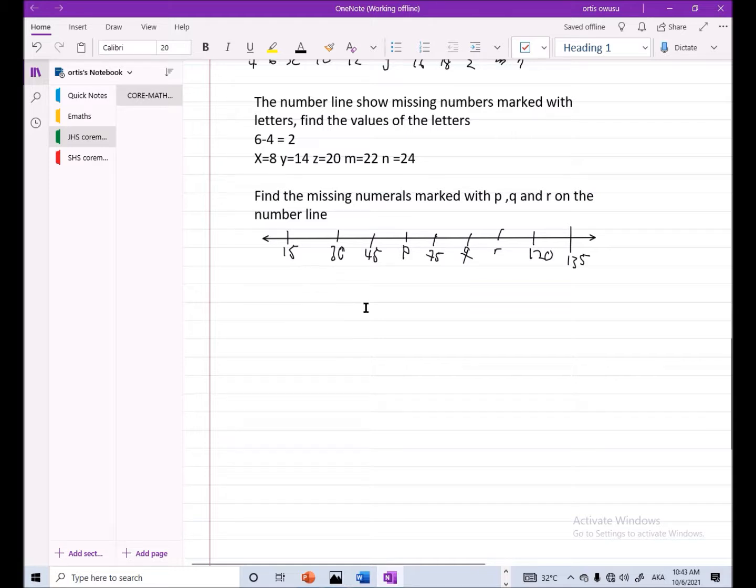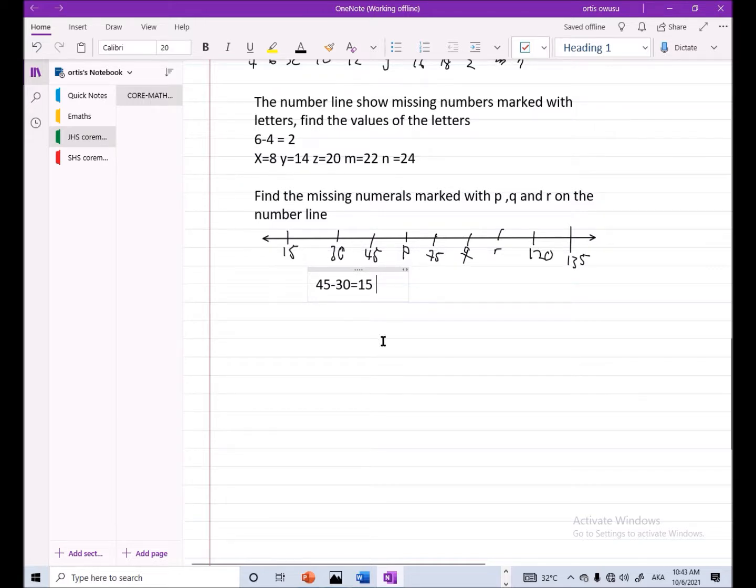Okay, so we take 45. I'm going to take 45 minus 30 equals, I got my 15, right? So it means that there is a 15 difference. All right, so 15 difference in it.